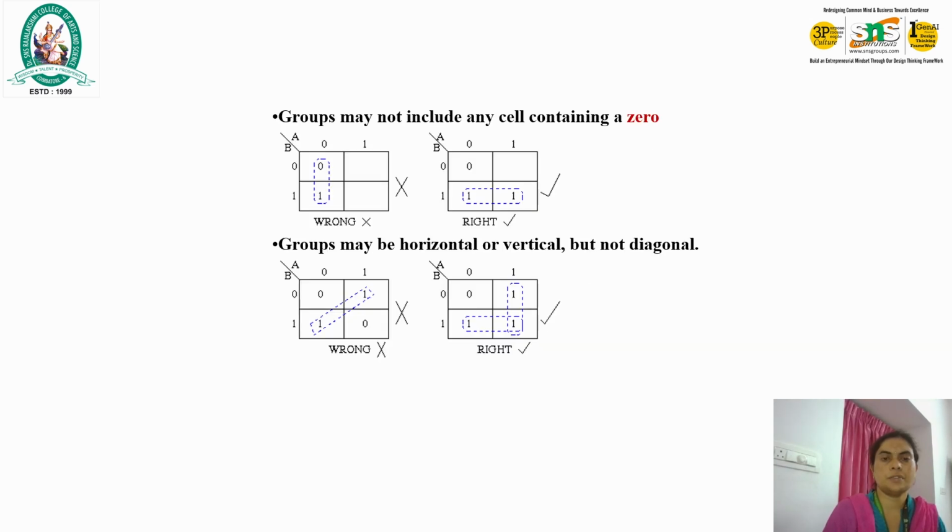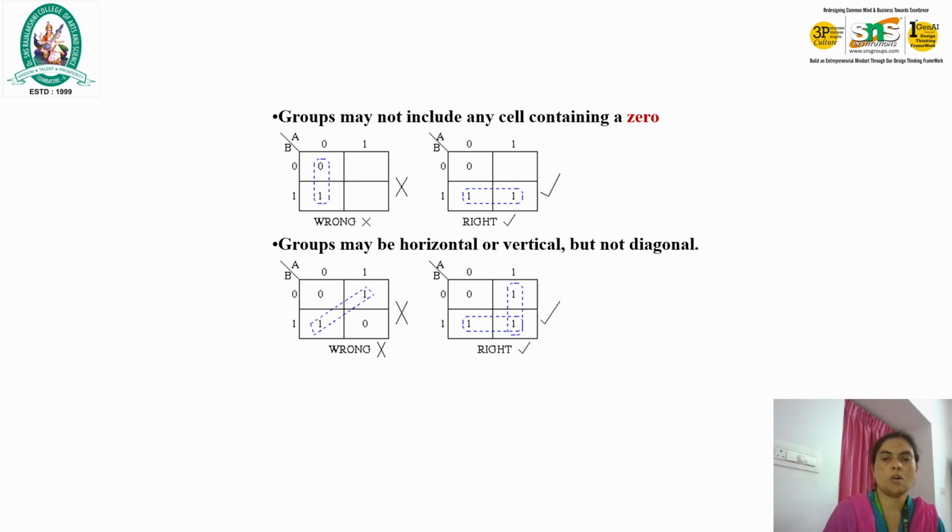First, the group may not include any cells that contain a zero. In this diagram, it is clearly shown that only 1s and 1s are being grouped, whereas zeros and 1s should not be grouped. So this is one of the conditions followed in the Karnaugh map.